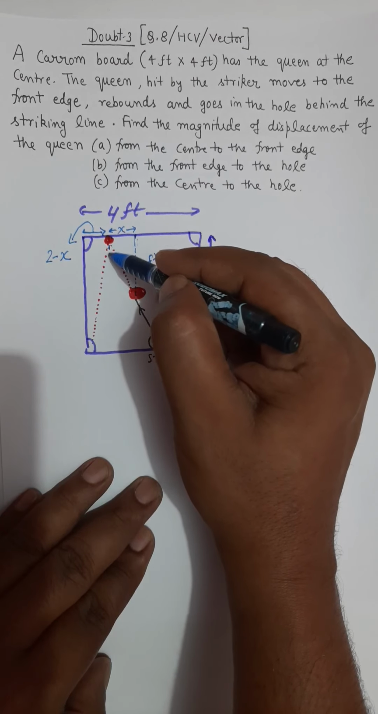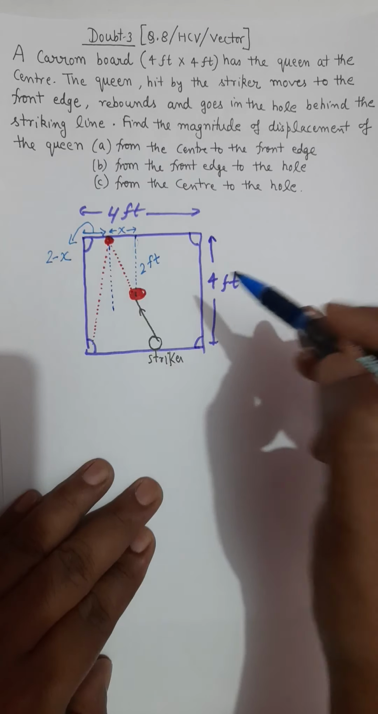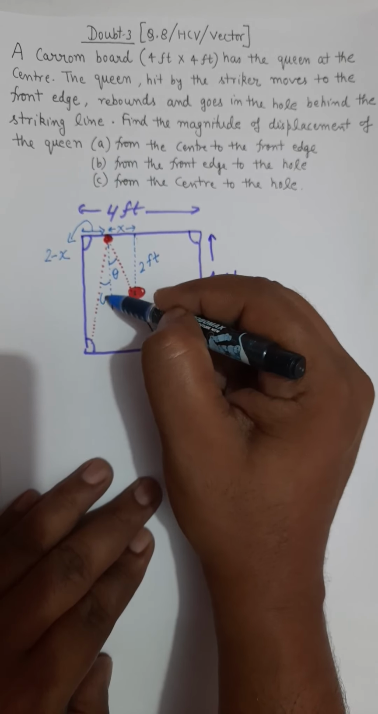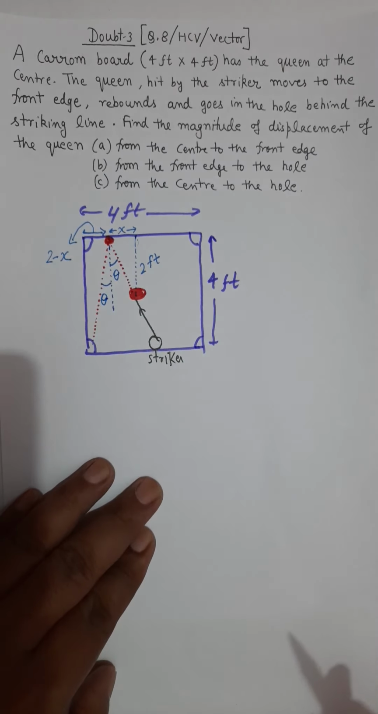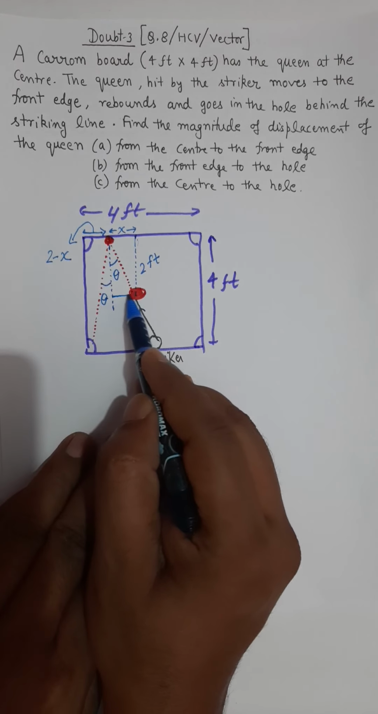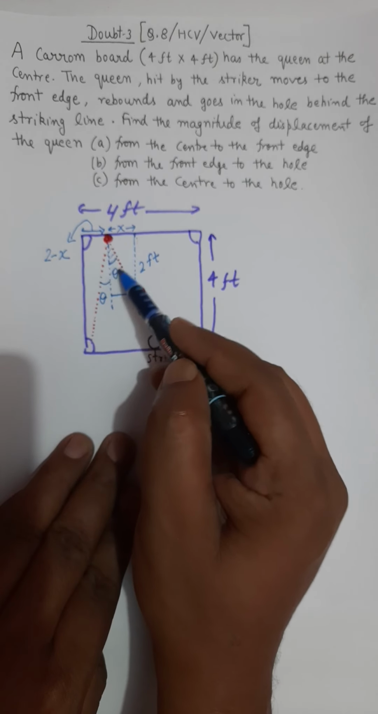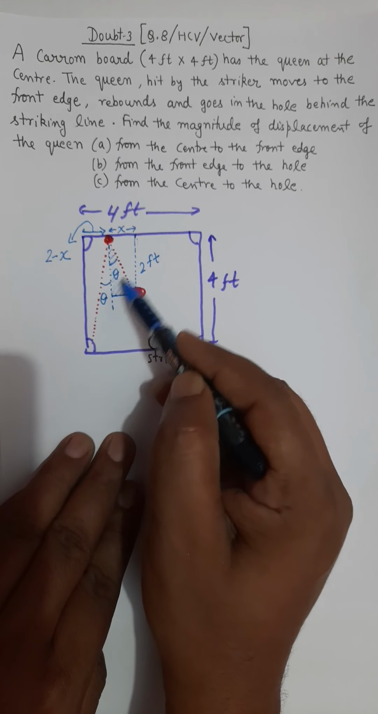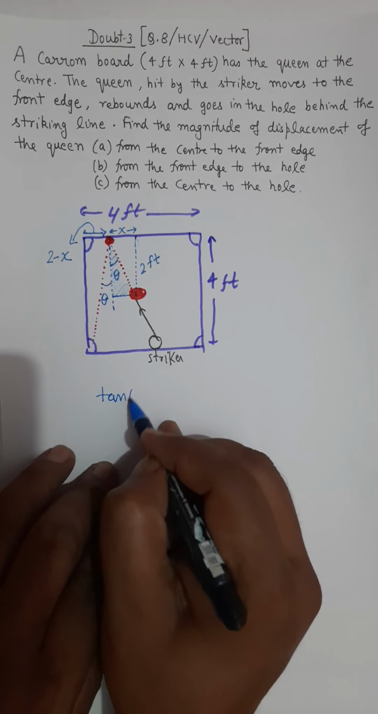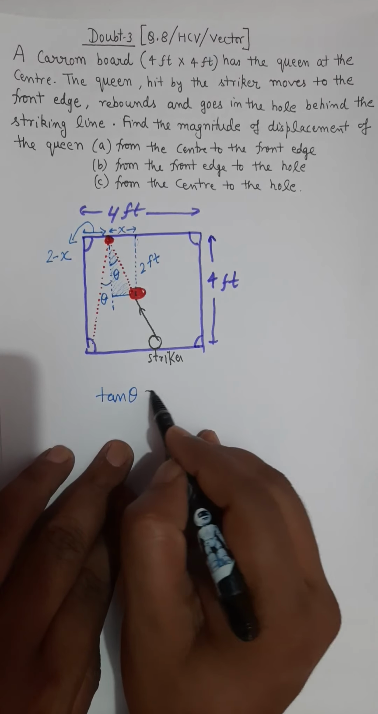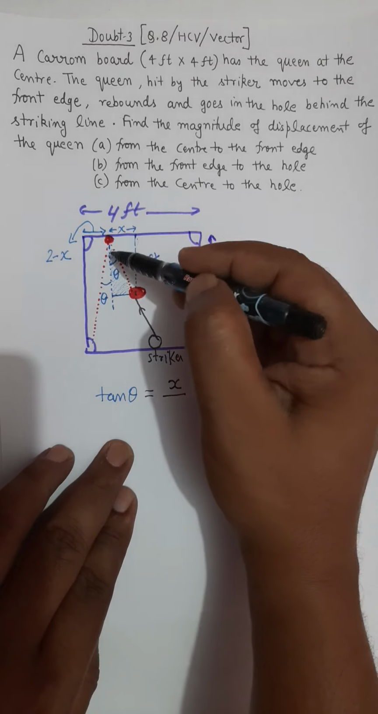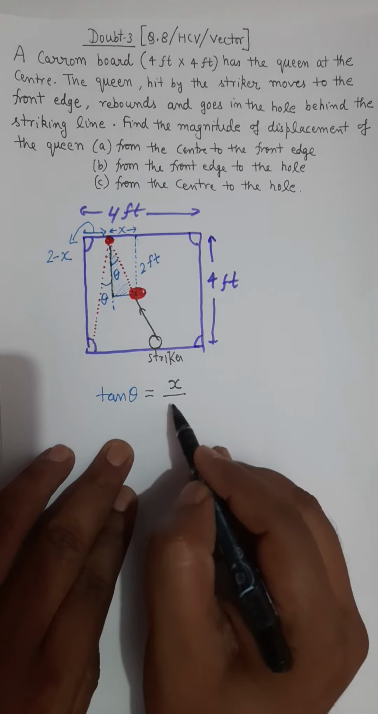I will use the law of reflection here, according to which if this queen strikes at angle theta, it is reflected back at the same angle. This angle has to be theta. Now I will concentrate on this small triangle and I will use tan theta. Then tan theta equals this distance, which is assumed as small x, over this distance, that is 2 feet.